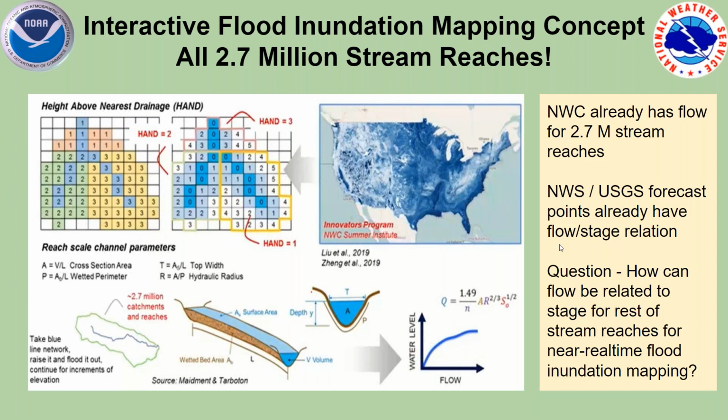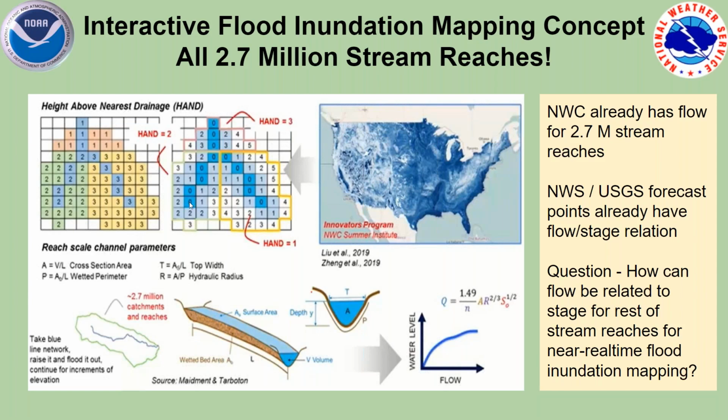So they use this method called the HAND method, height above nearest drainage. And that's this little grid I have in the upper left here. What it's basically doing is for every stream stretch, it designates it as a 0. And then as you go away from the stream, the numbers get higher and higher.